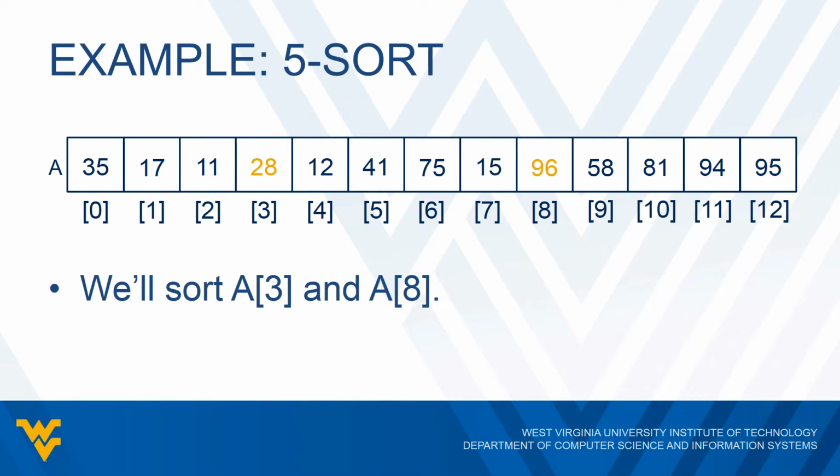We'll next sort A3 and A8 because they're 5 apart from each other. There's no A13, so there's nothing else to include in this set to sort. Here we had 28 and 96, so we put 28 in A3 and 96 in A8. We'll then sort A4 and A9 because they're 5 apart from each other, and in this case 12 and 58 were actually in that same order, so we didn't have to do any swapping. But now that we've done all these elements, we say that the array is 5 sorted.